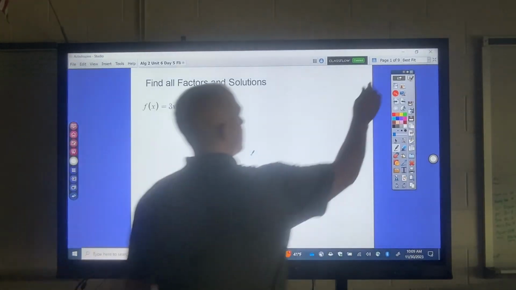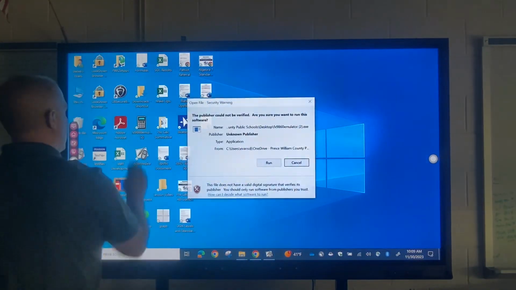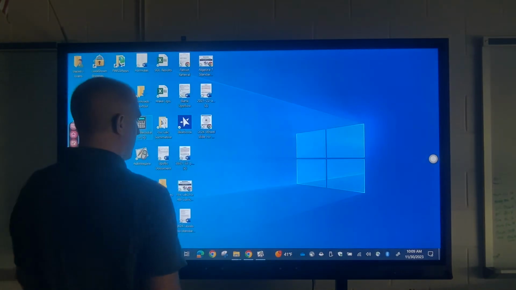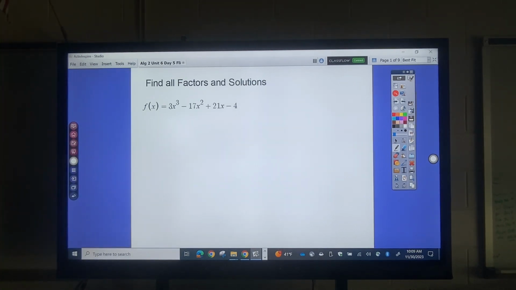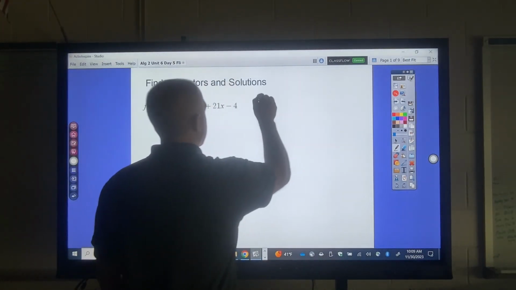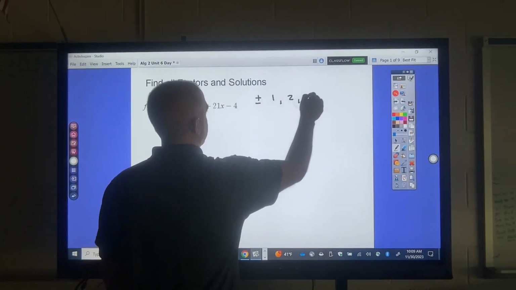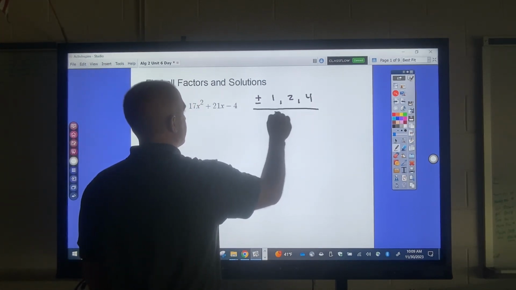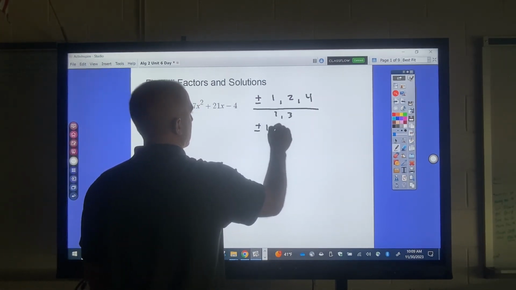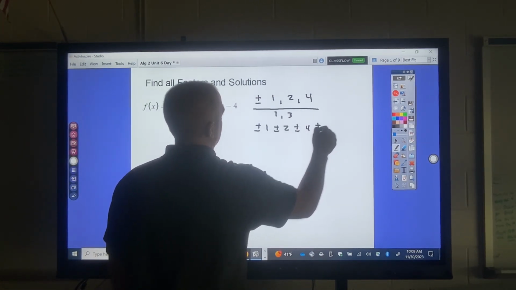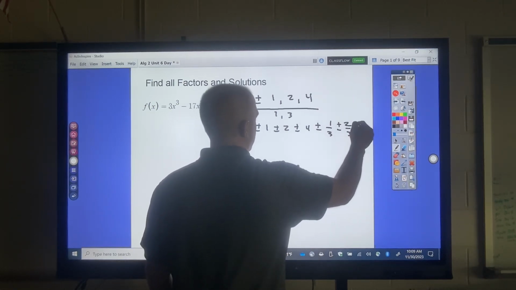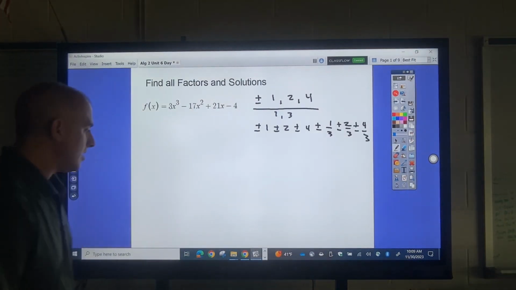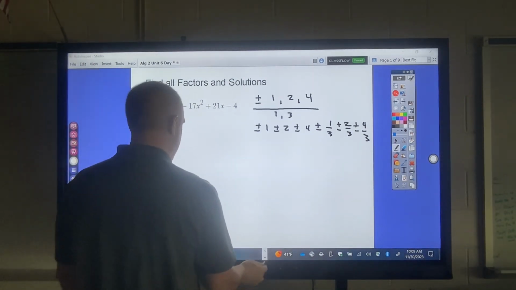Okay, this is going to be a calculator lesson for the end part of our polynomials unit, finding all the solutions and factors. Now, you still want to have an idea, we've been talking about this a lot in this unit, of what your possibilities could be. Okay, 1/3, 2/3, 4/3.